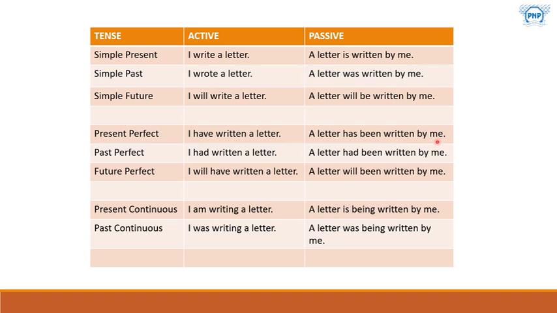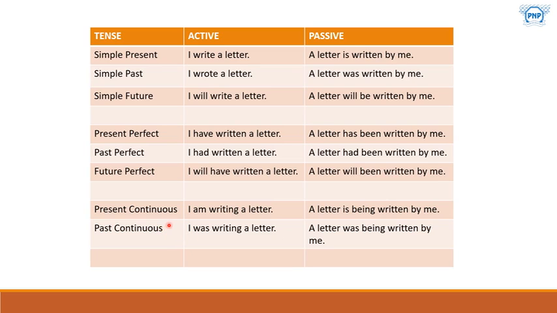Written. In past perfect, a similar thing. Instead of have, we have to use had. A letter had been written by me. Future perfect, I'll have written a letter. A letter will be written by me. Will have been written by me. Or you can write will have been written by me also.